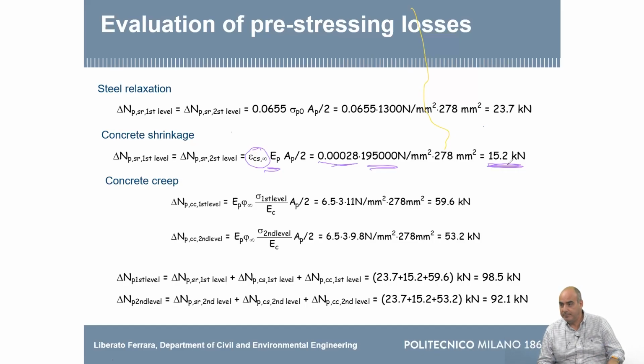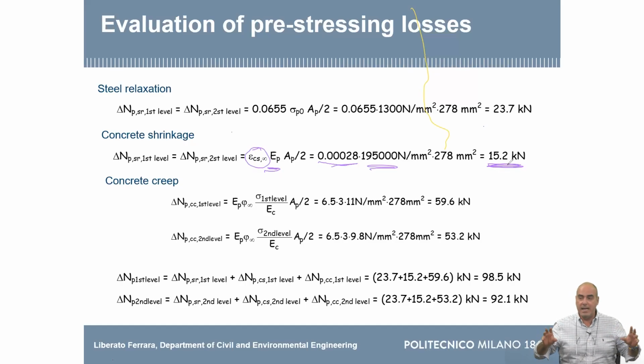Then there is creep. Well, the mechanism of creep is a little bit different from that of shrinkage. It's still due to exchanges, but the main difference is that shrinkage is a deformation that occurs without any stress, if the element is free to shrink.